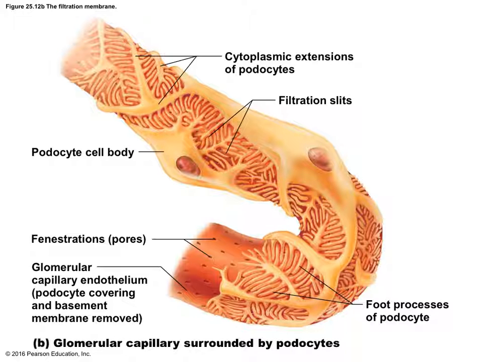And here we zoom in a little bit and you can see the fenestrations that are a feature of the capillaries here in the glomerulus. These Swiss cheese-like pores in the endothelium there. And then the podocytes with the foot processes that come off from them. And again, these cells are extensions of the renal capsule.